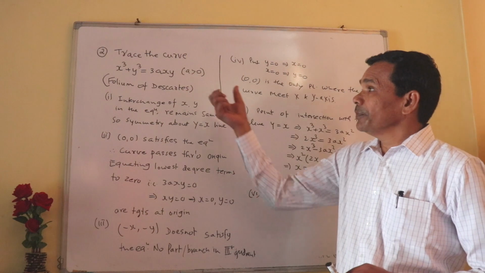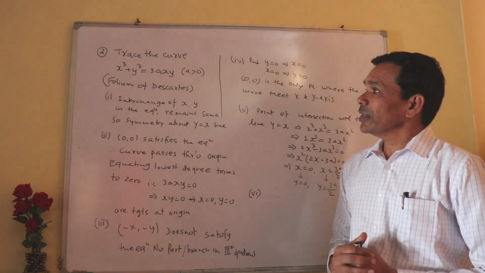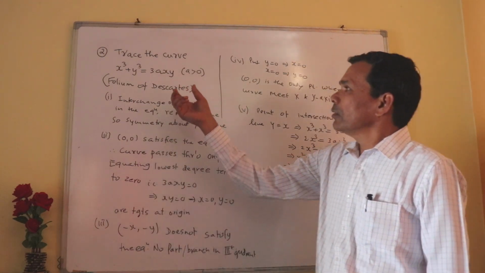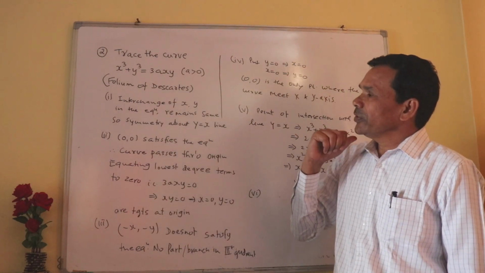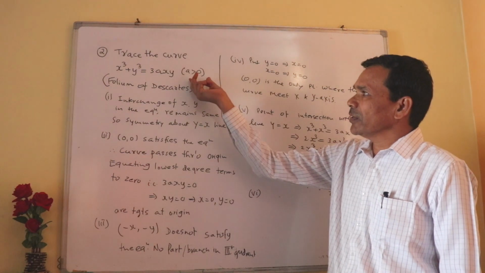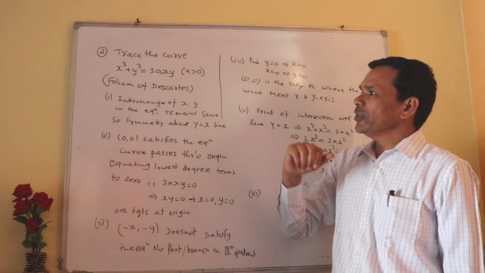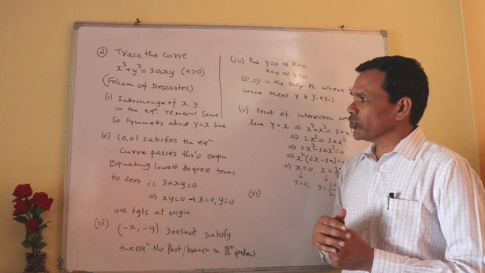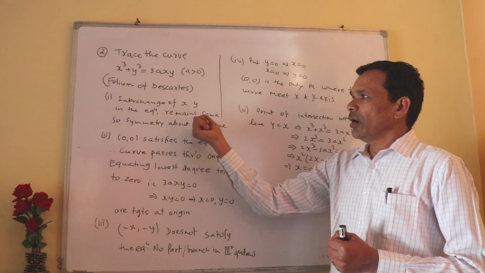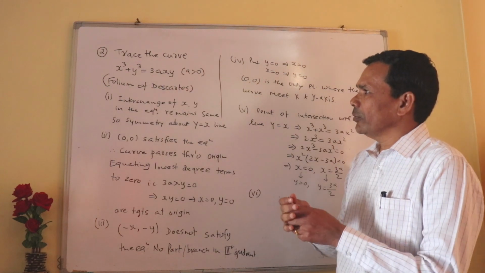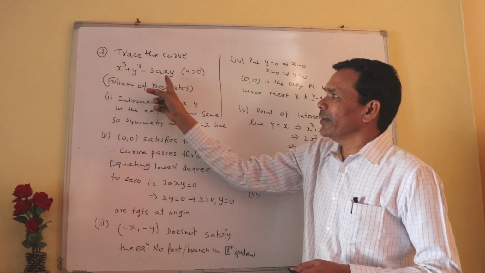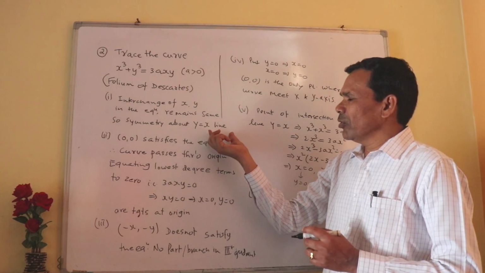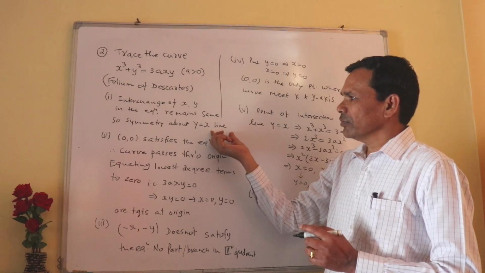This is the second curve. We are going to trace it in Cartesian form. The second curve is x cube plus y cube is equal to 3axy, where a is some constant greater than 0. This curve is known as the Folium of Descartes. Now, according to the procedure, if you observe the equation of the curve, if we interchange x and y, it remains the same. So it is symmetrical about the line y is equal to x.